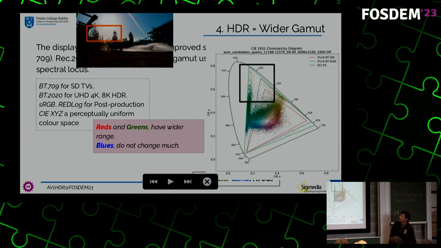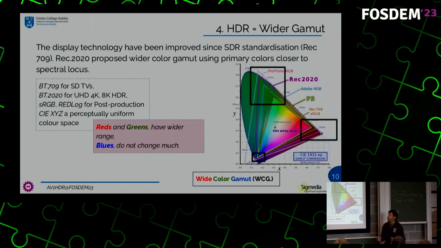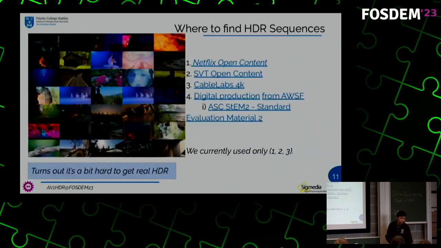So you could see that the trees and the green areas in the picture are actually beyond 709. In this picture, the red triangle is the standard dynamic range, SDR, and the green one is BT.2020. You could see that the greens are in the wider region. So the main idea, to keep it simple, is that reds and greens have a wider range, and blues do not change much. That's why most of the HDR pictures and videos which you see might have vibrant colors with reds and greens. That's one of the main reasons for that, right?